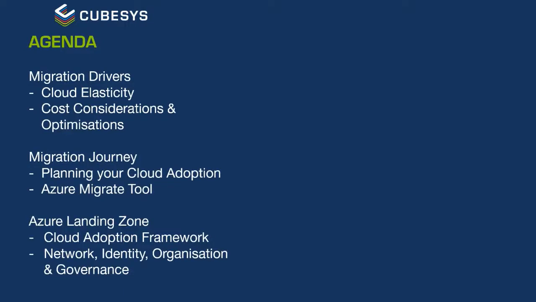Cracking straight into it. So today's agenda: we're going to look at migration drivers. We're going to talk about cloud elasticity and look at some of the cost considerations and optimizations that come with drivers towards migration to cloud. We're going to speak briefly about the migration journey, about planning out your cloud adoption, and also looking at some migration tools. We're going to touch on some landing zones. Landing zones are a concept of frameworks that you can use to look at network, identity, organization and governance.